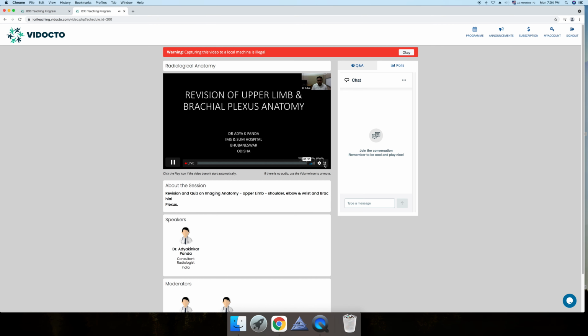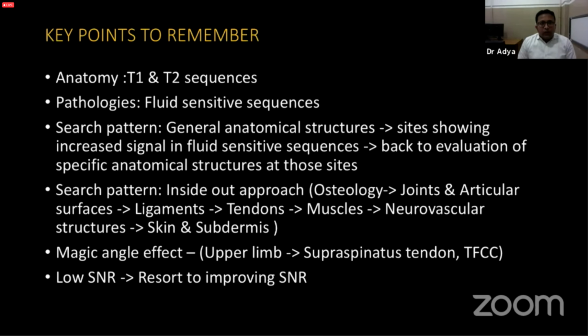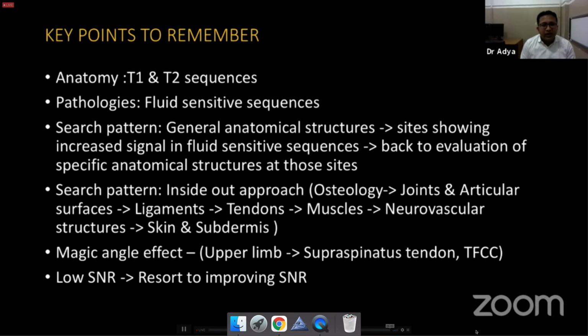Needs to be explained, and a few questions of applied anatomy, like application of anatomy into clinical scenarios. That also I have tried to include. So to start with, I must say a few key points to remember. Anatomy is usually best evaluated with T1 and T2 sequences, whereas the pathologies are best evaluated with the fluid sensitive sequences like STIR or PD.